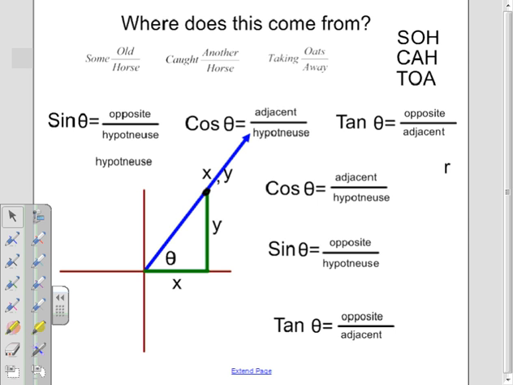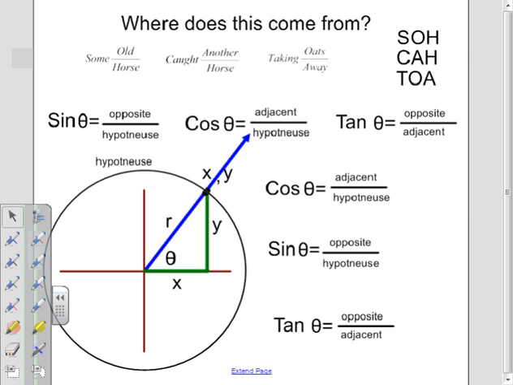Well, if you think about it, I could in fact place this whole phenomenon in a circle where the circle's centered at 0, 0, and in fact the point x, y is on the circle, and then r is simply the radius of the circle. Now, how are these things related? Well, it should be pretty obvious here that r is the hypotenuse of this right triangle. R is across from the 90 degrees.